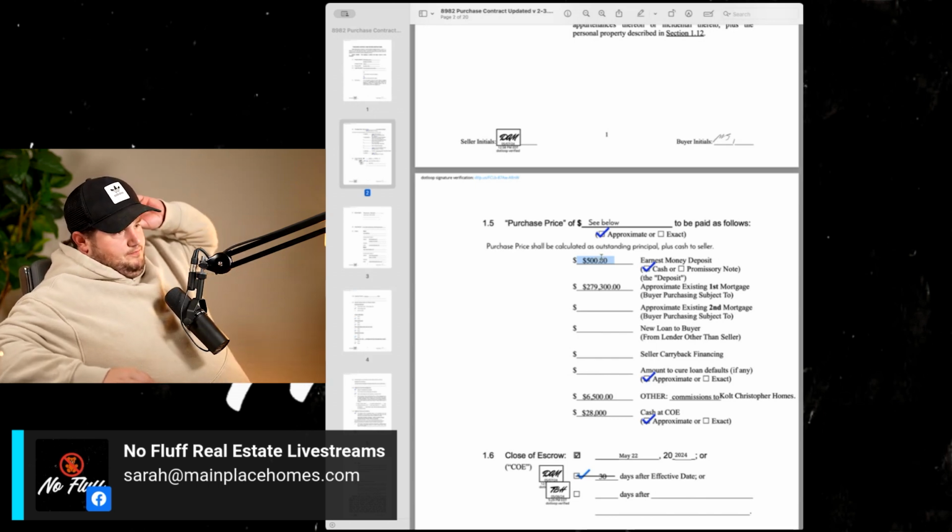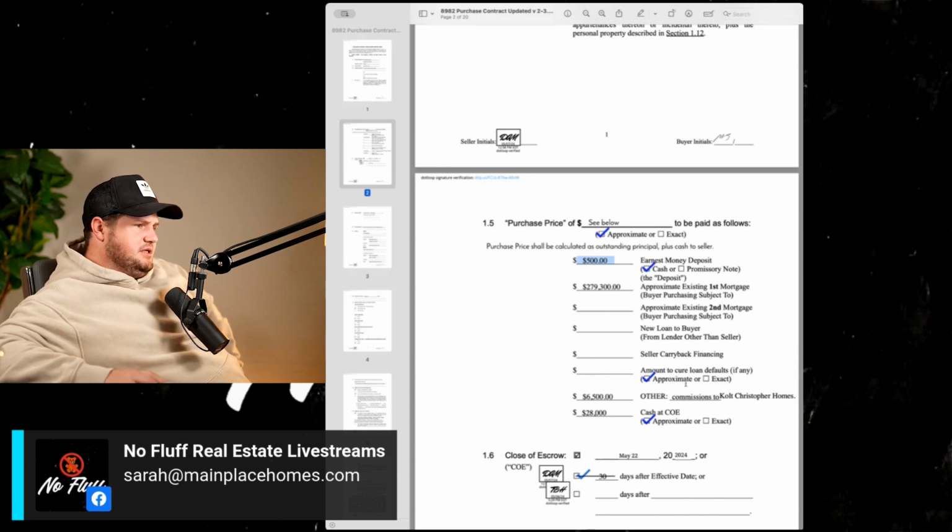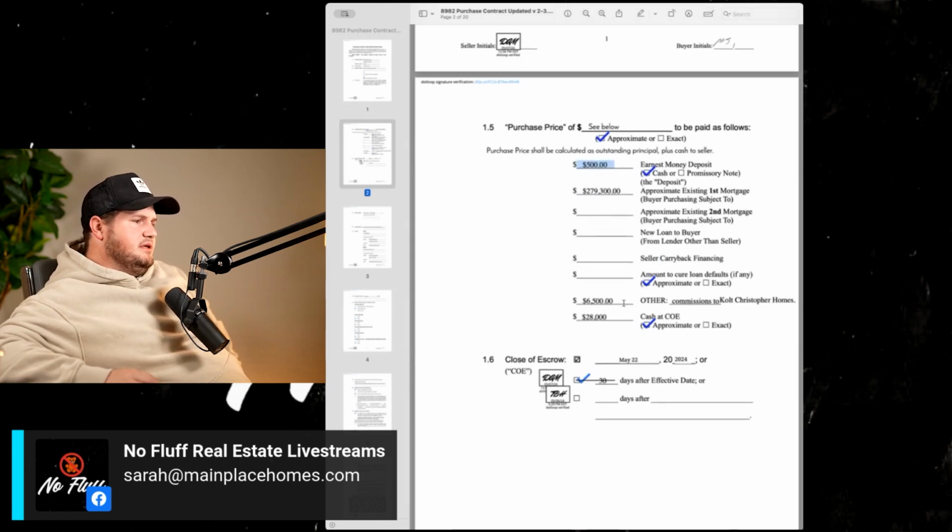Okay. So in this event here, you can see $6,500 is going to go to the commission of the agent, because there's not a second position loan. If there was, I'd put it here. If I'm getting a new loan, I'd put it here. If they have a seller carryback, they're financing me, and that's a hybrid deal, I'd put it here.